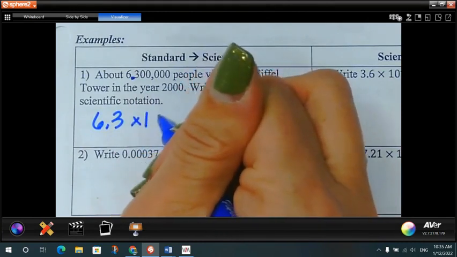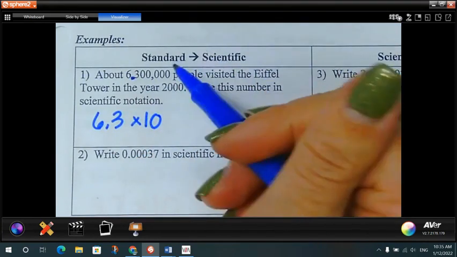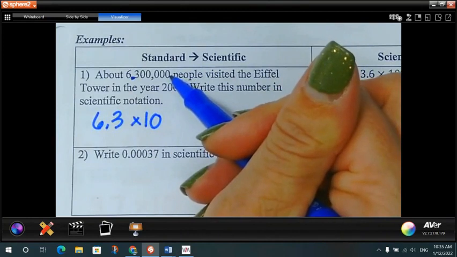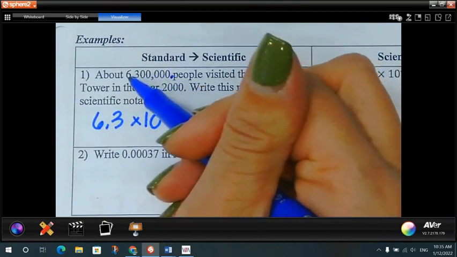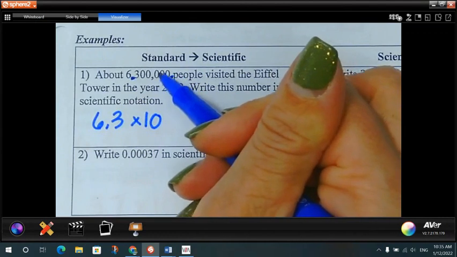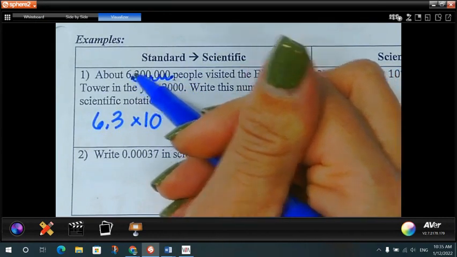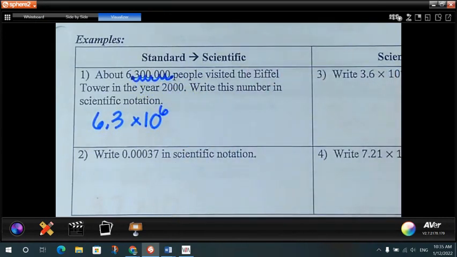I'm going to write times 10. And now my power is how many places I had to move from my original decimal point to my new one. 1, 2, 3, 4, 5, 6. I had to move 6 spots. So that's how we write that number.